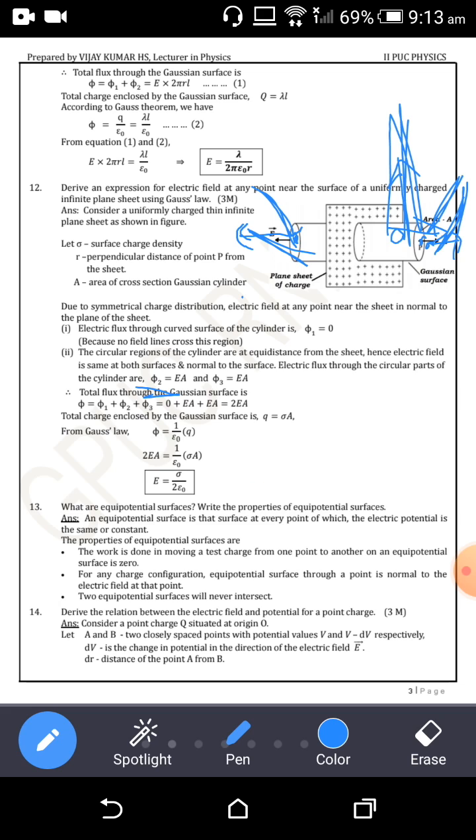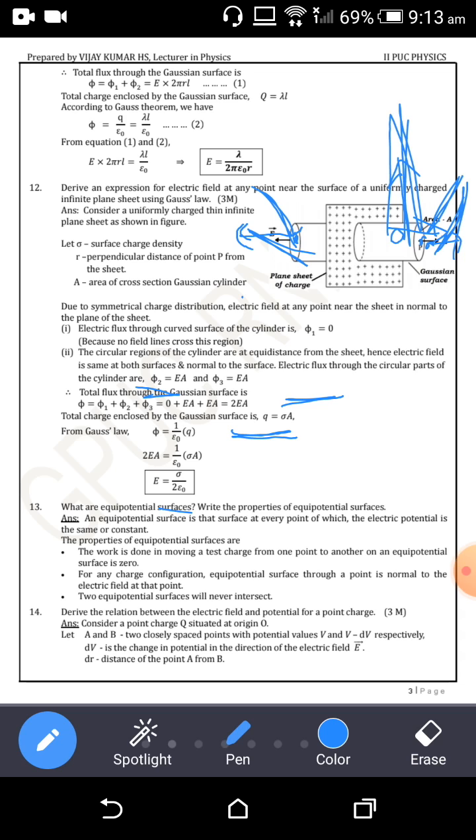So now consider this as equation 1 and this as equation 2. When you compare equation 1 and 2, the LHS are the same. So comparing the equations, you can write 2EA is equal to 1 by epsilon naught into sigma into A. Hence A and A get cancelled out. The left out thing is nothing but E is equal to sigma divided by 2 epsilon naught.